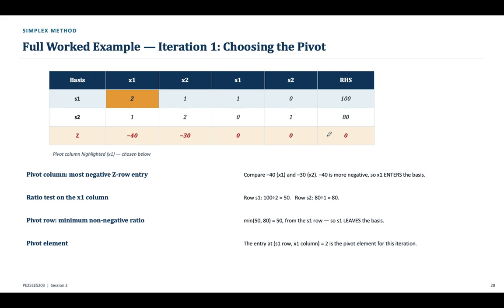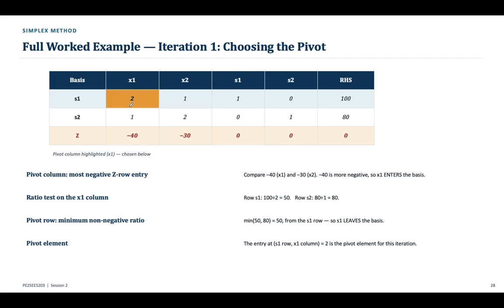So now we can have a worked example. Iteration 1, choosing the pivot. Let us perform the first simplex iteration. Our initial objective row contains minus 40 under x1 and minus 30 under x2. So we select the most negative, which is minus 40. Therefore x1 enters the basis. Now we perform the ratio test using the x1 column. So this is your x1 column.